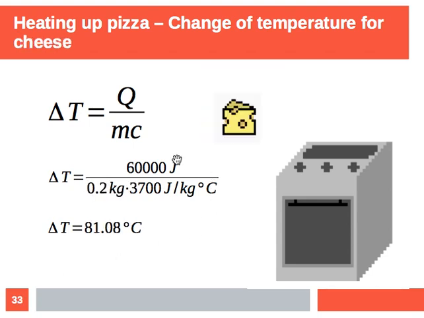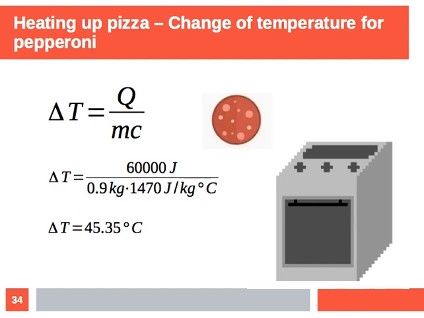Let's go with the cheese. Now this cheese, I told you that it was 200 grams. But in the equation, I can't place it as 200 grams. It has to be in kilograms. So I changed it into kilograms. And you know why we do that? It's because the specific heat that I gave you is in joules per kilogram degrees Celsius. So it has to be in that same unit in order for this equation to make sense. So we got, for the cheese, 81 degrees Celsius.